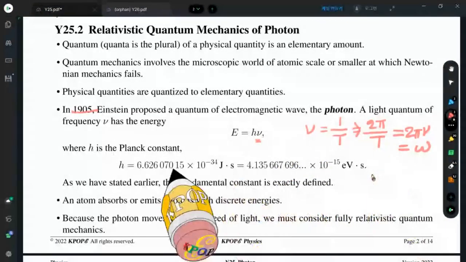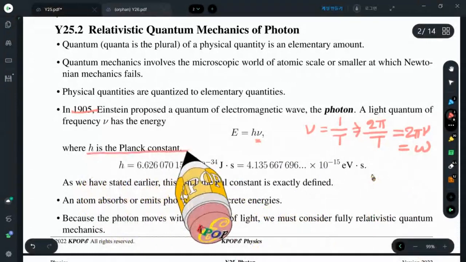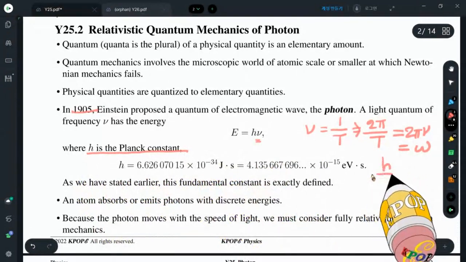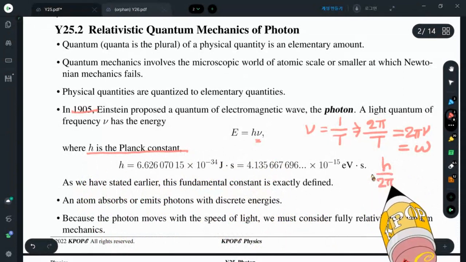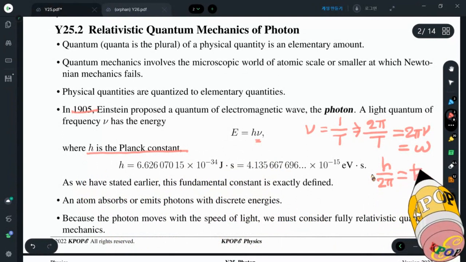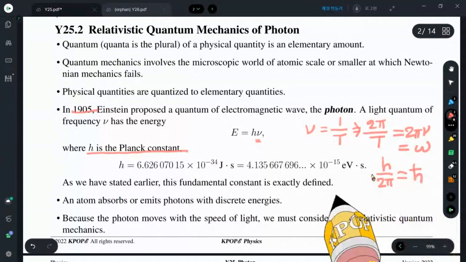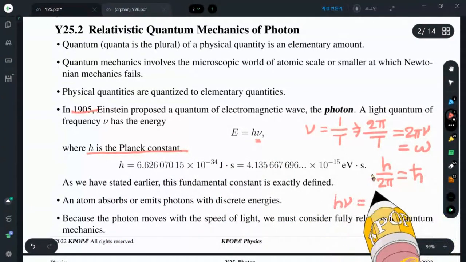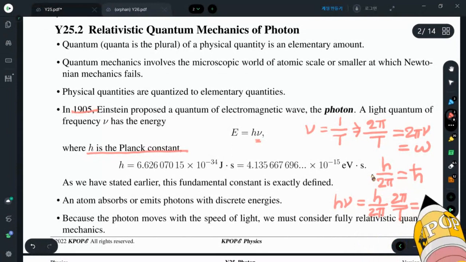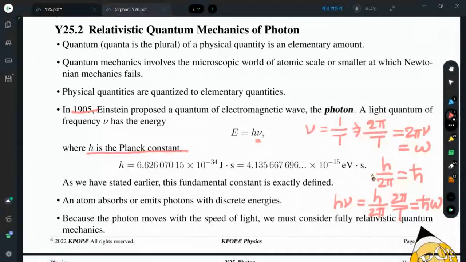In addition, this is called the Planck constant, and the Planck constant can be divided by 2 pi. In that case, we call it the reduced Planck constant. Therefore, h nu is h over 2 pi times 2 pi over the period, and this can also be written as h bar times omega.